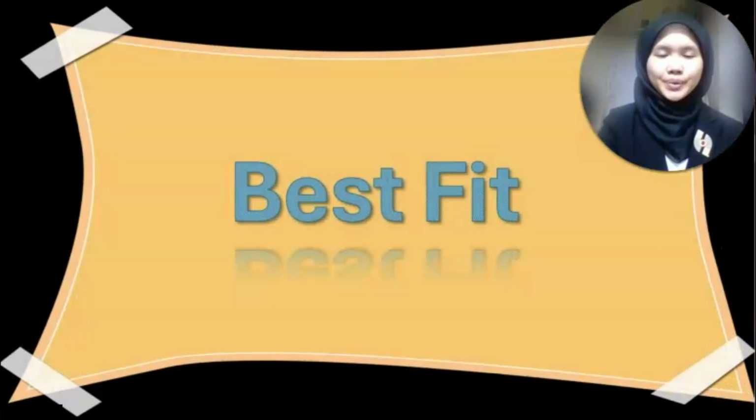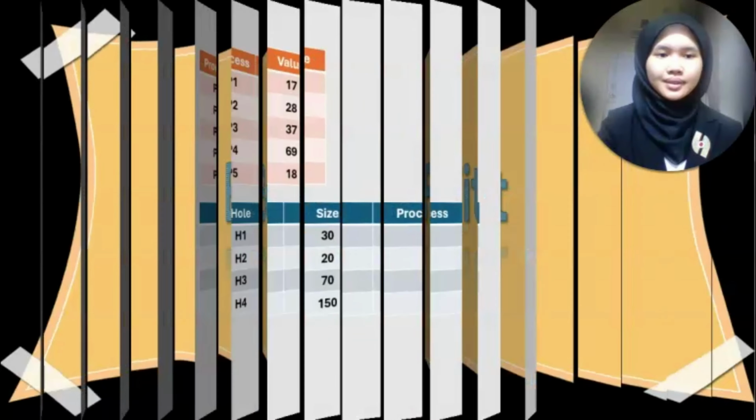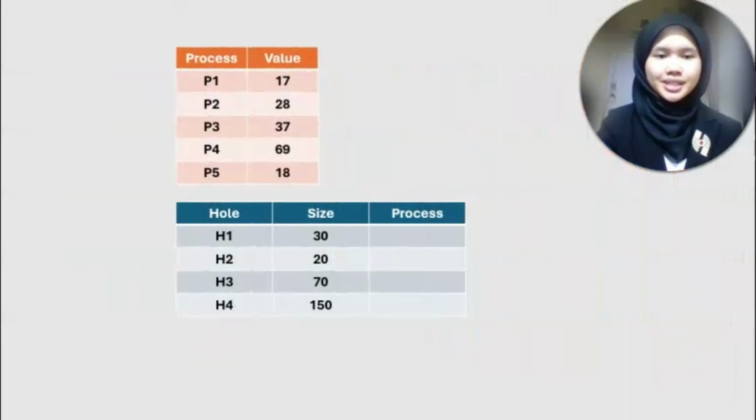In this slide, we revisit the best fit algorithm with a new set of processes and memory blocks. This case reinforces the steps involved in minimizing wasted memory by selecting the smallest available hole for each process.